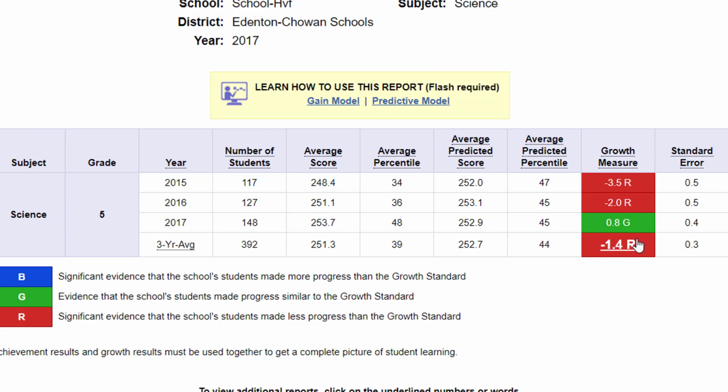Now in this particular example, the one thing that was changed to go from this negative 3.5 to a negative 2 to a 0.8 was the focus on vocabulary. Now even though we have two negative numbers here, they are going in the right direction. We went from a negative 3.5 to a negative 2.0 to a positive 0.8. So even though our 3-year average is in the red, which we don't want to see, we still are moving in the right direction. So these teachers are getting better at teaching their content area, and it's reflected in how the students are scoring on the test.